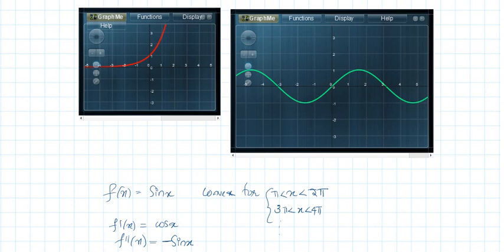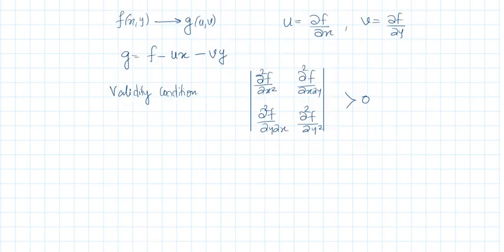Okay. So the curvature of a function can be positive or negative or 0. And if it is positive, it is known as convex. If it is negative, it is known as concave. And for the Legendre transformation to be valid, the curvature should be positive.